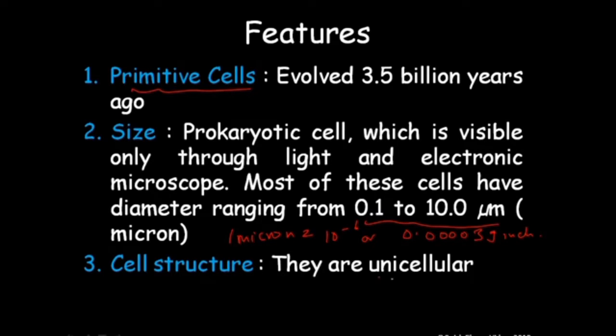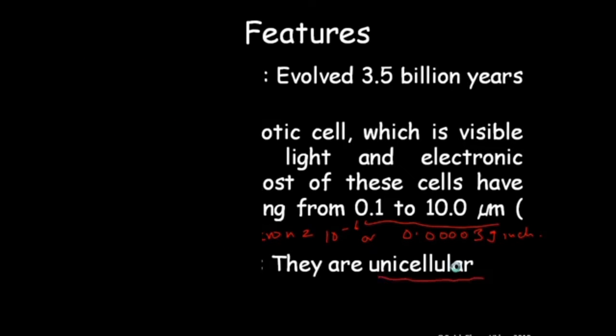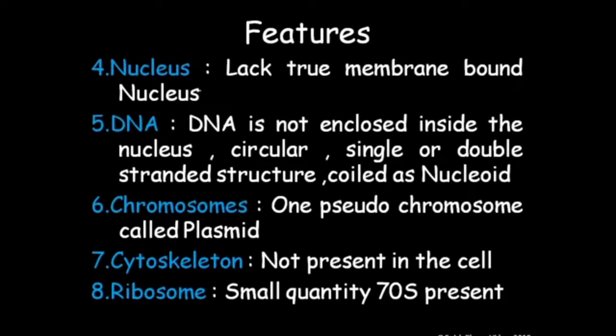Cell structure: they are unicellular. The nucleus: they lack a true membrane-bound nucleus, and DNA is not enclosed inside a nucleus. It is a circular, single, double-stranded coiled structure called the nucleoid. There is one chromosome, and a pseudo chromosome called a plasmid.